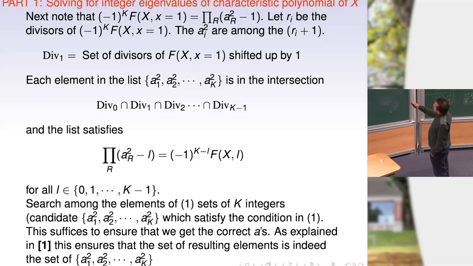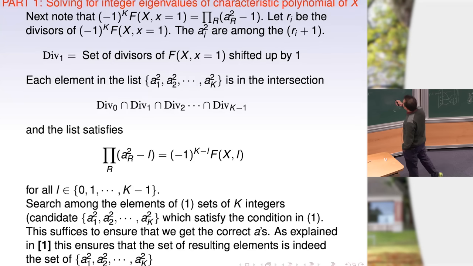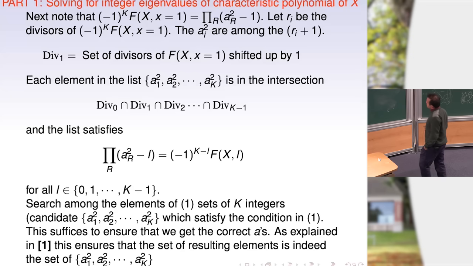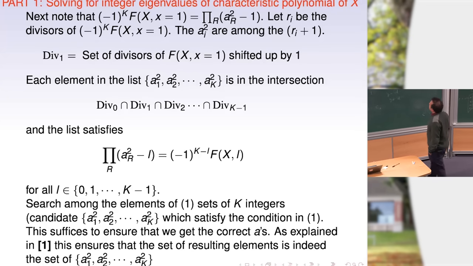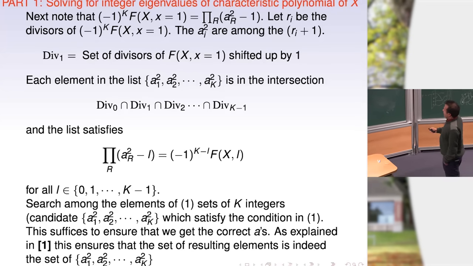So I call this div 1, the set of divisors of this quantity evaluated at 1 and then shifted by 1. So the set of numbers I'm looking for, this finite set, is the intersection of div 0, and similar things I can define, div 1, div 2, by evaluating at different integer values. And these are going to be among there. So I just have to search in this intersection, and then we look for k integers.